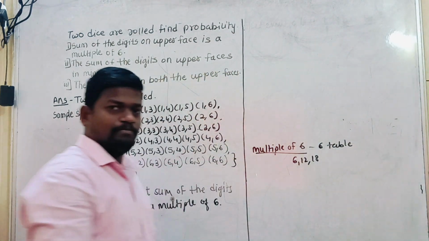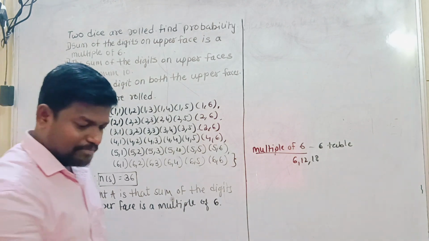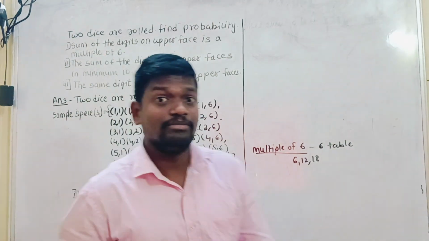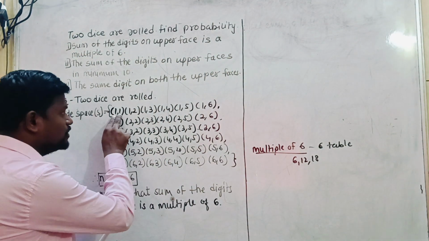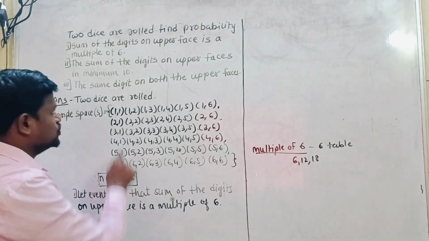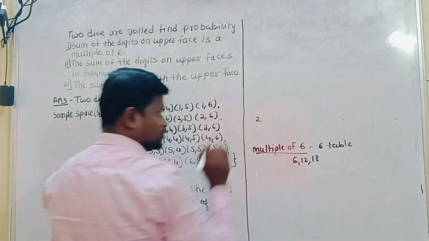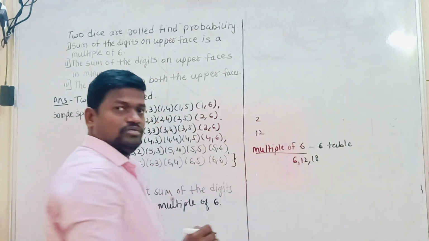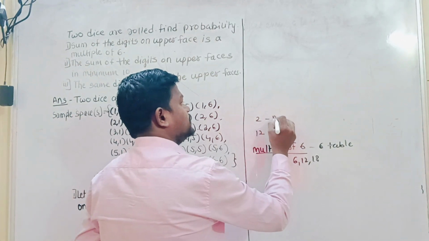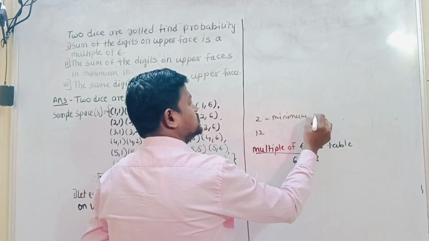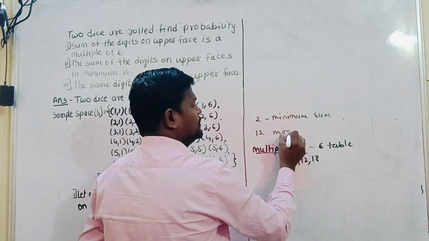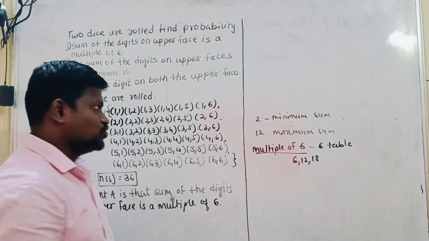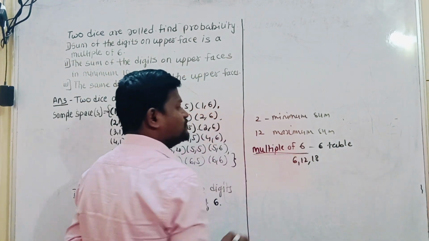Okay, see, now carefully, first we have to check out our minimum total and our maximum total. So minimum number is 1 1 and maximum number is 6 6. So 1 1 means 2, and 6 6 means 12. This is our minimum sum and this is our maximum sum. So now we have to find multiple of 6, means 6 table.